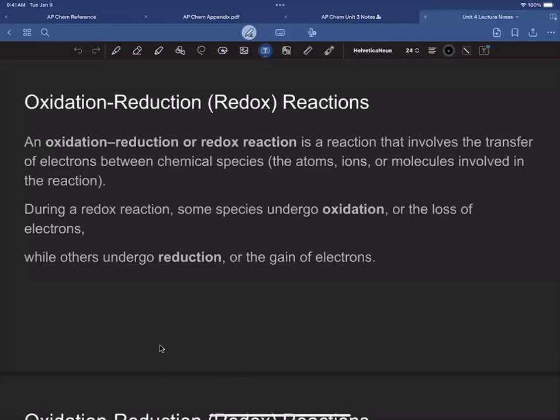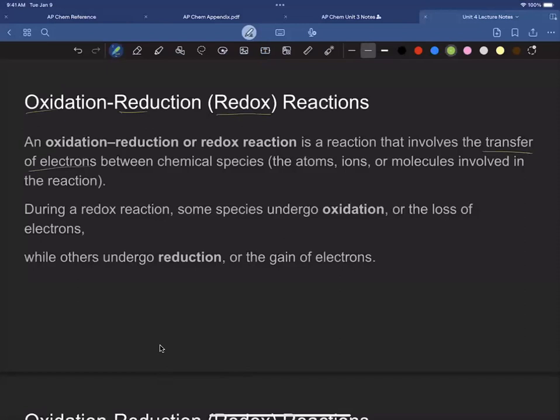All right, today we're going to talk about oxidation reduction reactions. It's also called redox reaction, short for red from reduction and ox from oxidation. All right, let's look at the definition first. An oxidation reduction or redox reaction is a reaction that involves the transfer of electrons.